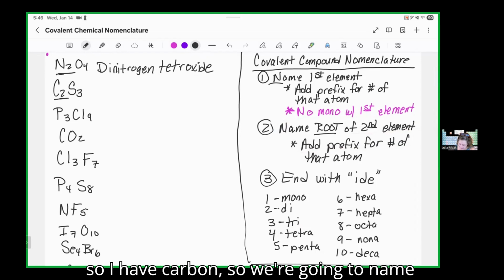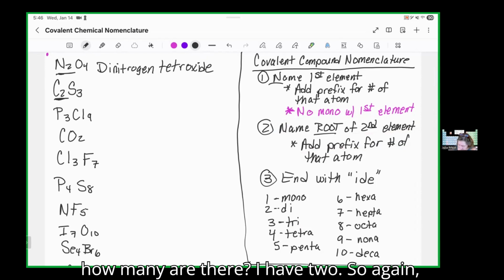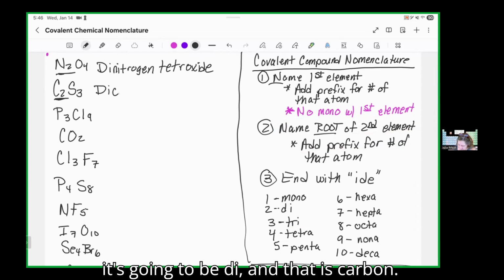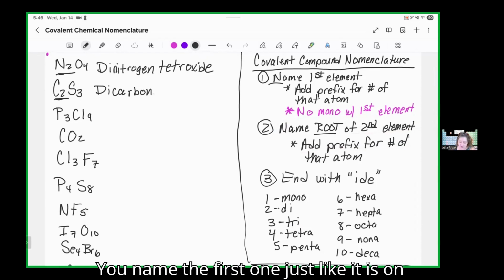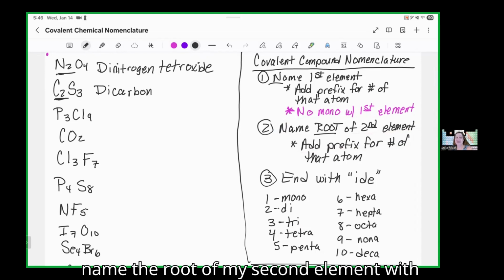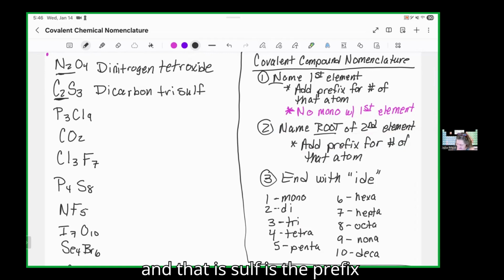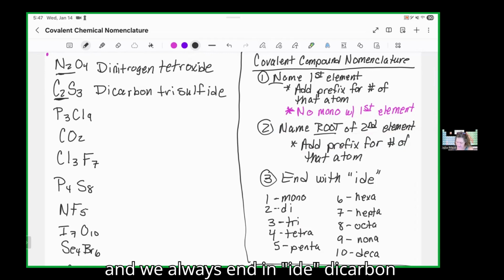Okay, so I have carbon. So we're going to name the first element with its prefix to say how many are there. I have 2. So again, it's going to be di, and that is carbon. You name the first one just like it is on the periodic table. Then I'm going to name the root of my second element with its prefix. So tri, I've got 3 of them, and sulf is the root, and we always end in ide. Dicarbon trisulfide.